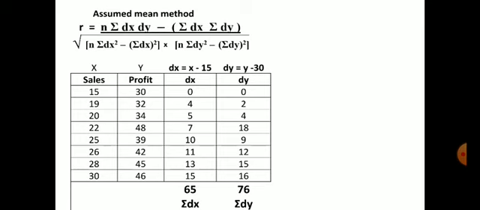34 minus 30 is 4. Similarly, you can take all the dy values. If you sum the total of dx, it comes to 65, and the sum total of dy comes to 76. You calculate it slowly, you practice it.